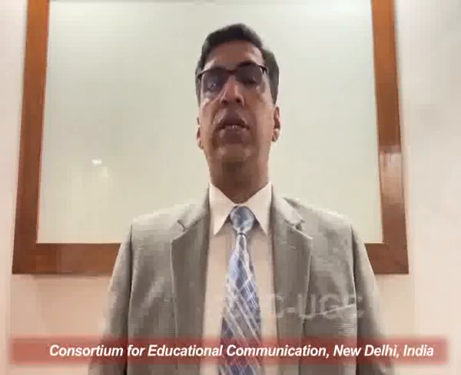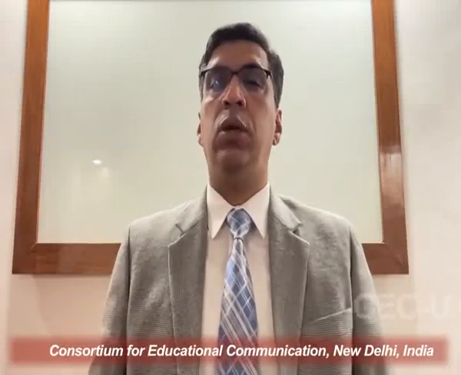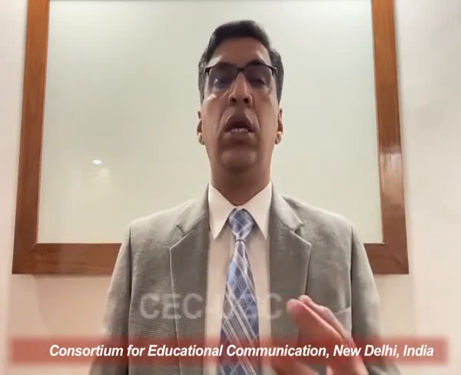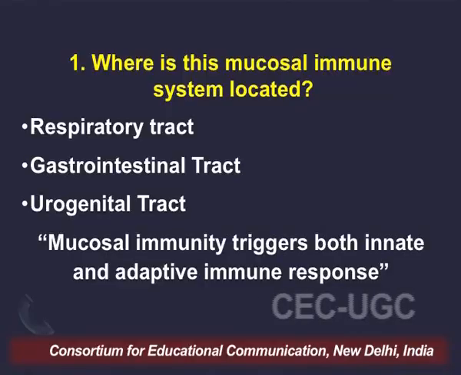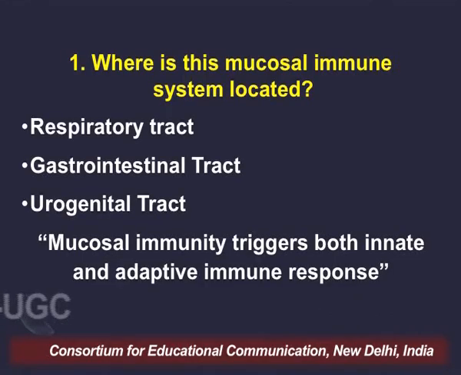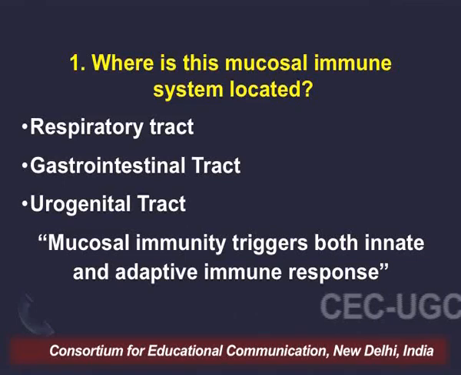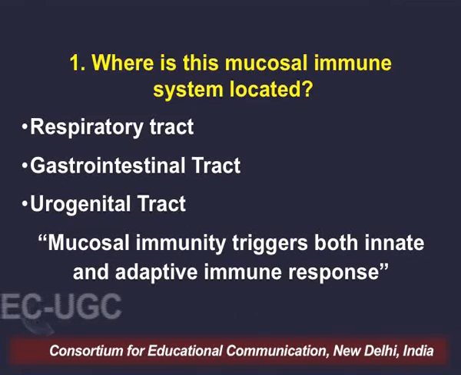Now the first one is, where is this mucosal immune system located? So any tissue that secretes mucus will have a mucosal immune system. Thus, we can find this kind of system, the mucosal immune system, in the respiratory tract, in the gastrointestinal tract, or in the urogenital tract, because all these sites are rich in microorganisms. They have a high population of microorganisms.